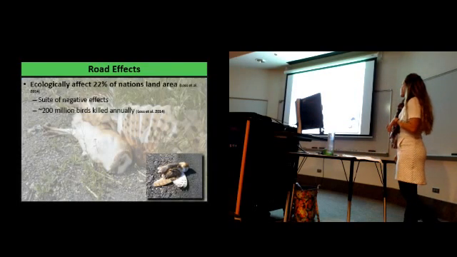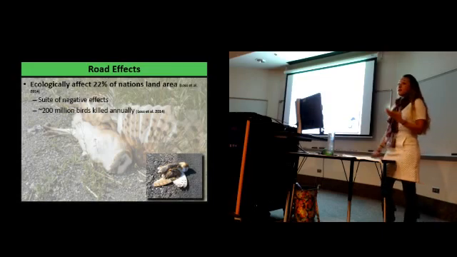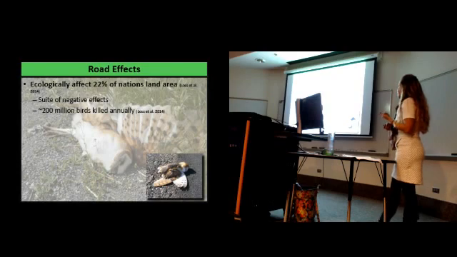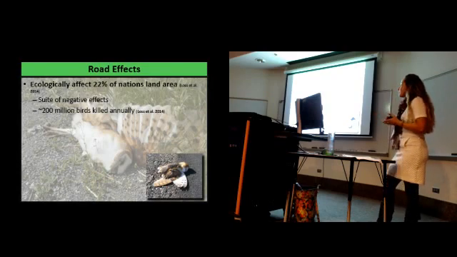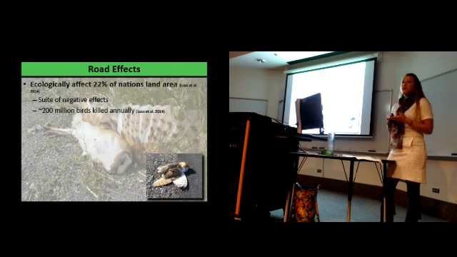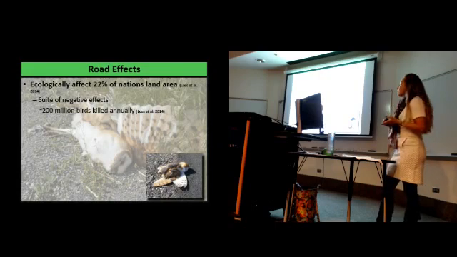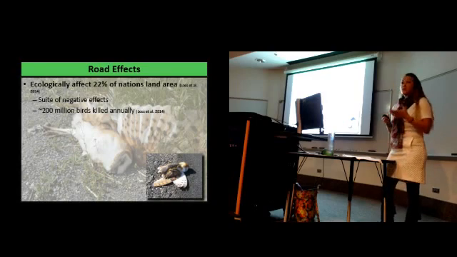As roads increase, so does the suite of ecological effects they have on the landscape. Currently, about 22% of the United States is affected by roads. This suite of effects includes things like pollutant deposition, noise and light pollution, habitat fragmentation and degradation, and finally, perhaps the most obvious negative effect is direct mortality of wildlife through collisions with vehicles.